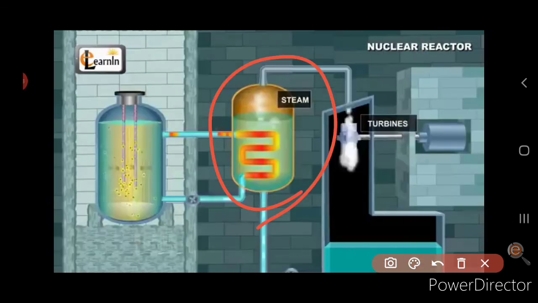Next one is the coolant. The coolant is used to remove the heat produced in the reactor. A lot of heat energy is produced in the reactor core, and this is removed so that it produces steam in the heat exchanger, and this steam is made to run the turbine in order to produce the electricity. Normally water, air or helium are some of the coolants used in the heat exchanger.